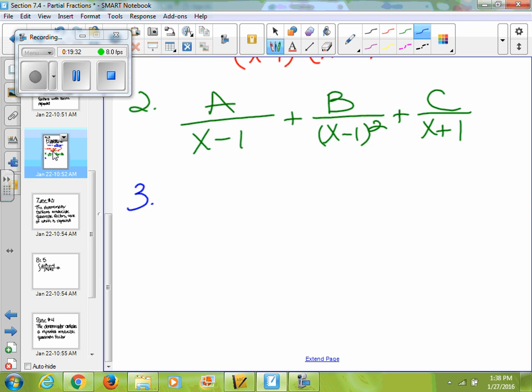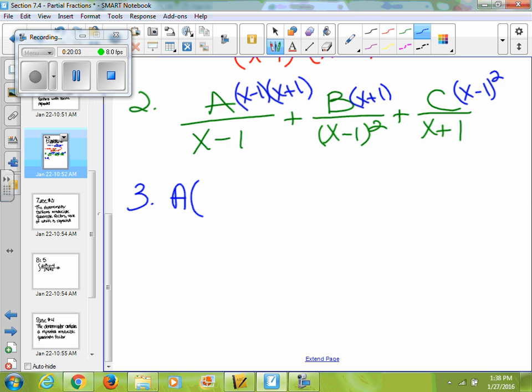Part 3 is to work through my common denominators. In this case, if I want to have common denominators, I need to take A times another factor of x minus 1 and a factor of x plus 1. B gets taken times a factor of x plus 1. And C gets taken times a factor of x minus 1 squared.